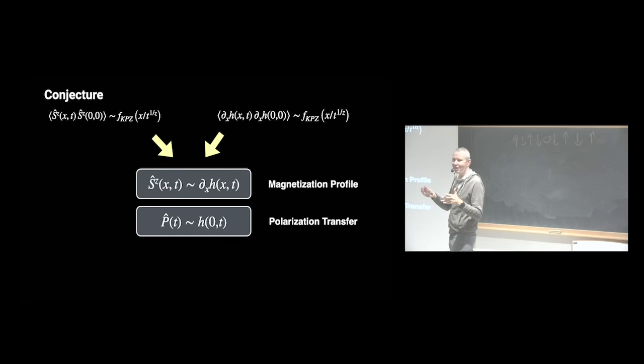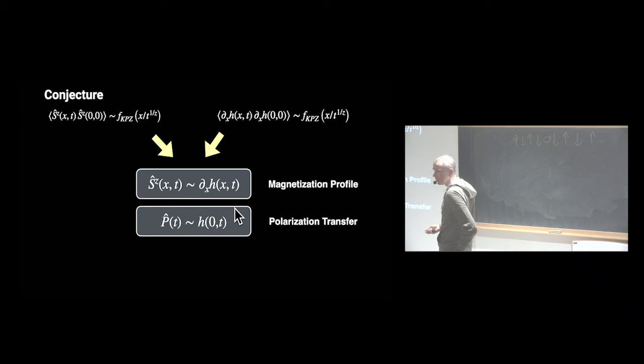But that prediction actually has consequences that we can test in the experiment. For example, if you integrate the magnetization profile over space, you get the polarization transfer, which just means how many spins have been transferred from left to right of this domain wall. It's of course a quantum operator because it fluctuates. We have an average number of spins that are transferred, but in each shot there will be a different number of spins transferred. But if this correspondence is correct, then if we integrate the left-hand side and the right-hand side, this should just be the height field at 0, t.